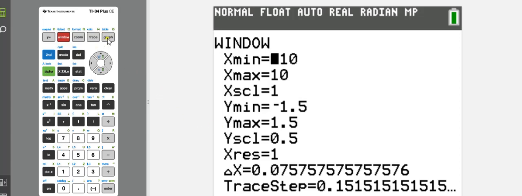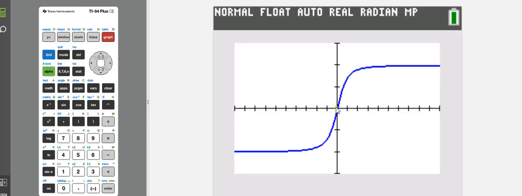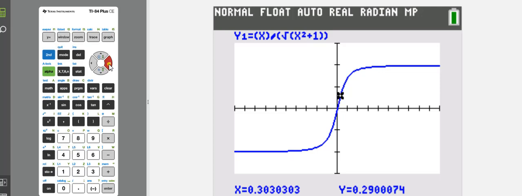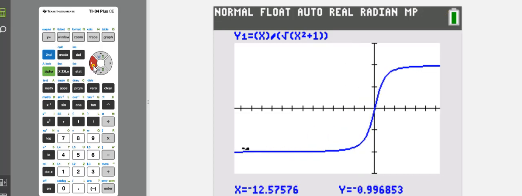So when you graph this, that's 0.5, that's 1, that's 1.5, and so forth. That's how I set it up. So let's press trace. As x gets bigger and bigger, what is the y value that you're approaching? It looks like you're approaching 1. What happens as x gets smaller and smaller? It looks like you're approaching negative 1.